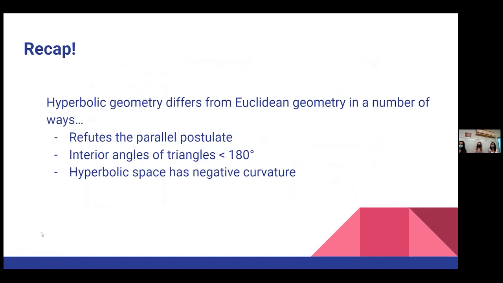So for a quick recap of what we've talked about so far, we have discussed how hyperbolic geometry differs from Euclidean geometry. So it refutes the parallel postulate. The interior angles of triangles have a sum of less than 180 degrees, and there is always negative curvature in hyperbolic space.